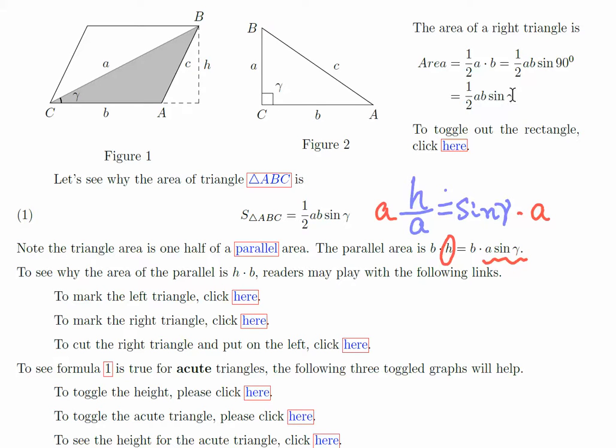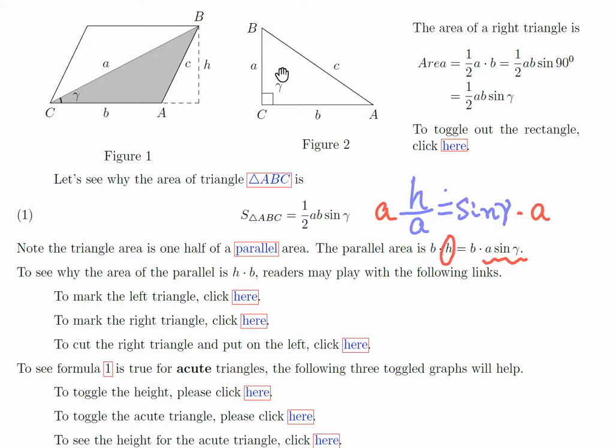So then 90 degrees is actually gamma. So instead of 90 degrees, you may put gamma here. So then AB times sine gamma. Remember, sine 90 degrees is 1, so sine gamma is 1. And then divided by 2, or times 1/2, will be the area of this triangle.